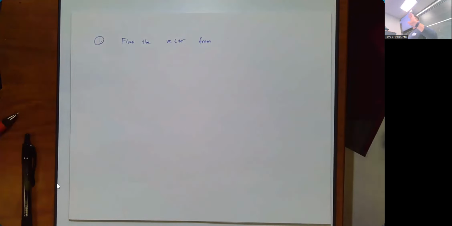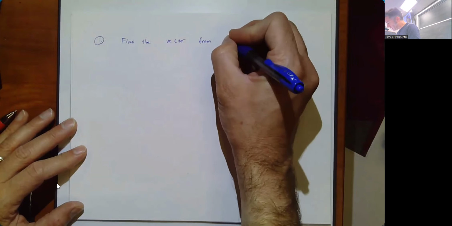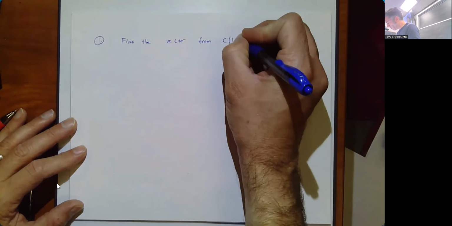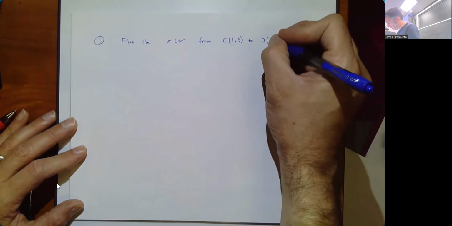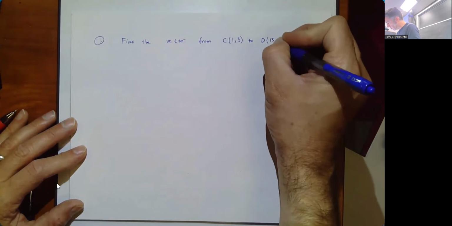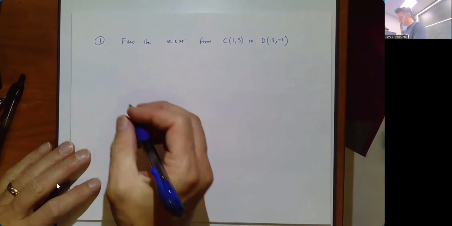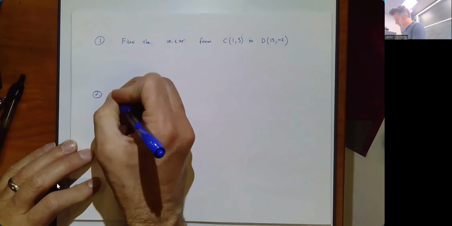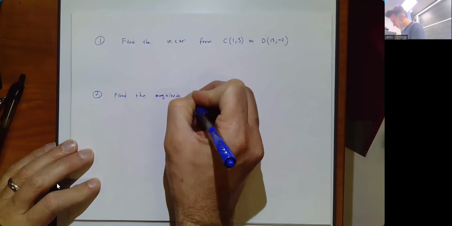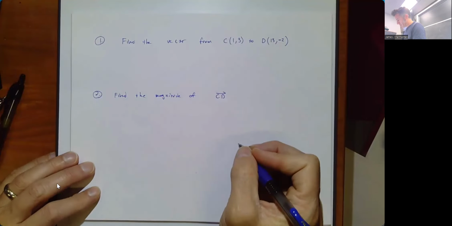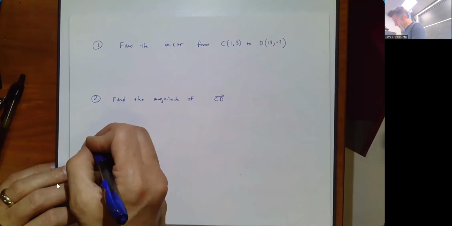Let's say we want to find the vector that emanates from, I don't know, the point C, which is at 1, 3, to the point D, which is going to be, I don't know, 13, -2. Find that vector. Then after you've found it, find the magnitude of it. And then finally, find the unit vector in the same direction.